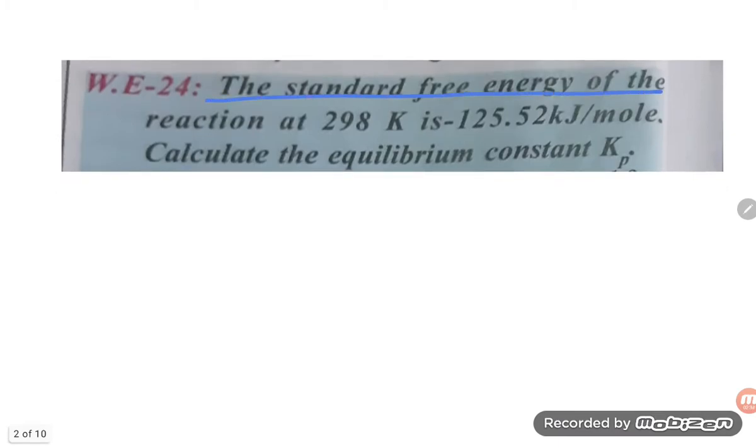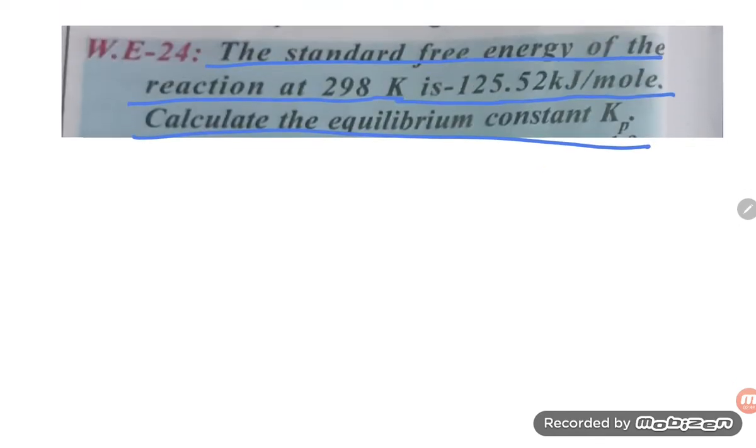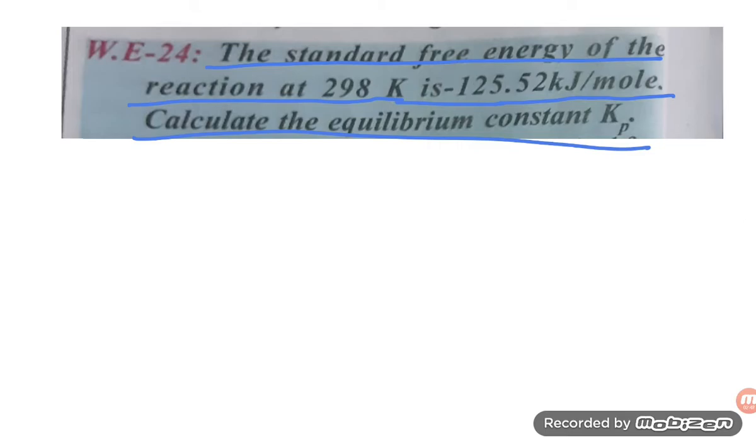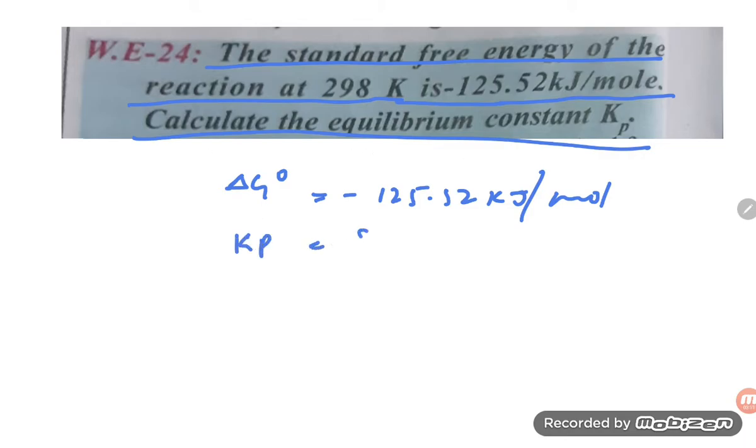The standard free energy of the reaction at 298 Kelvin is minus 125.52 kilojoule per mole. Calculate the equilibrium constant Kp. Okay, so this is the question, students, where we have to calculate the Kp. The standard free energy, standard means G naught, of the reaction is minus 125.52 kilojoule per mole. So they are asking us to calculate the equilibrium constant Kp.